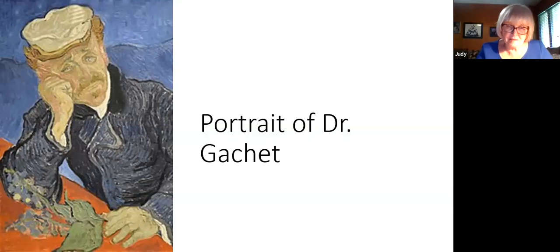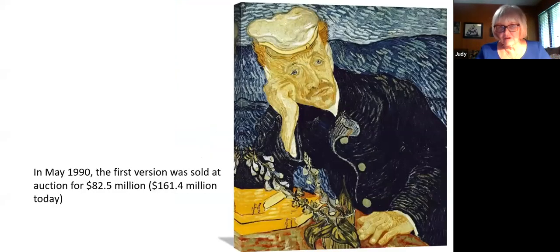So as I told you before, here is another painting of the same doctor, but now you see it's a little bit different. The same, leaning on his hand. Here's a flower here. The sky, if you look at it, it's different, yet it's the same person. And in May of 1990, the first version that I showed you, not this one, was sold in auction for $82.5 million. Wow. Which would correspond today to 181.4 million.